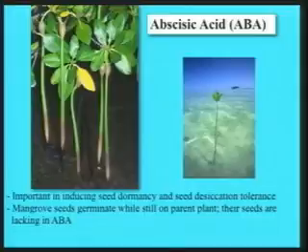All right, so now there are some hormones that are actually involved in suppression of growth as opposed to promotion of growth. And one of these is abscisic acid. This is a really important plant hormone, often called ABA. And it's very important. It plays the crucial role in seed dormancy. We already talked about dormancy of seeds.